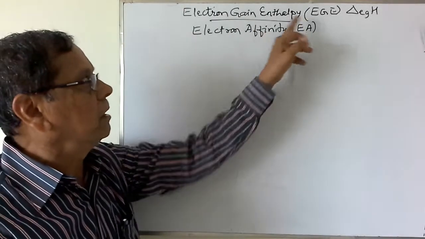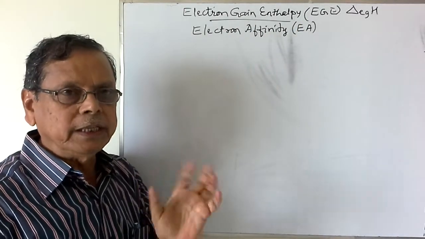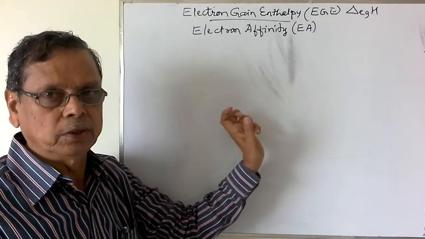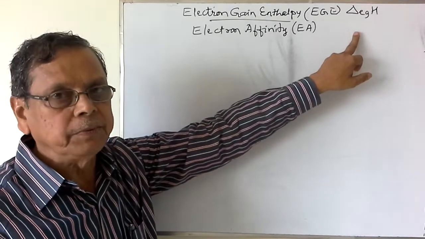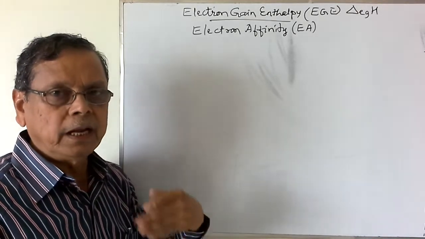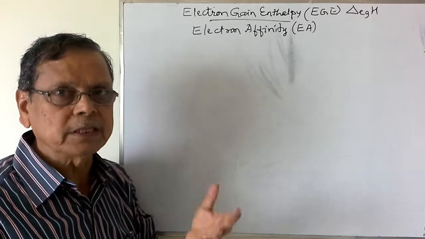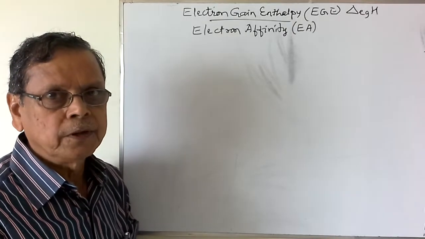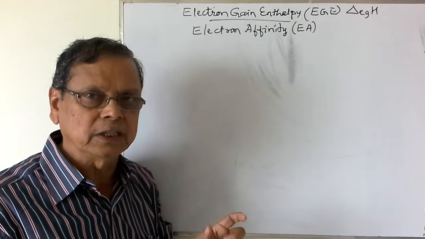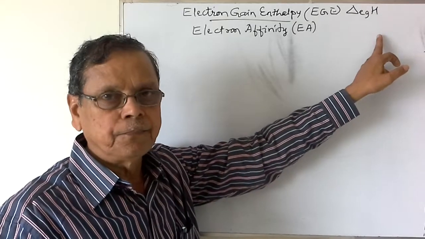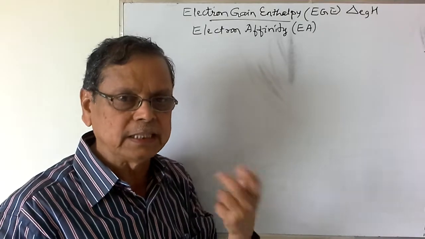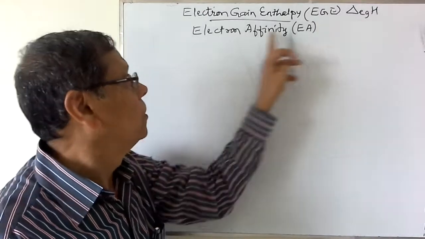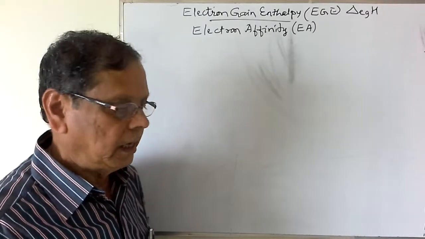When we consider electron gain enthalpy and electron affinity, both indicate the same thing, but electron affinity is only indicating the magnitude, but electron gain enthalpy should be indicated with the sign. When electron gain enthalpy is positive, it means energy is absorbed. When electron gain enthalpy is negative, energy is released. So for any process in which energy is released, it is called delta H negative. In which the energy is absorbed, delta H is positive. So that is the only difference. With sign we indicate EGE, while only magnitude is indicating the electron affinity.